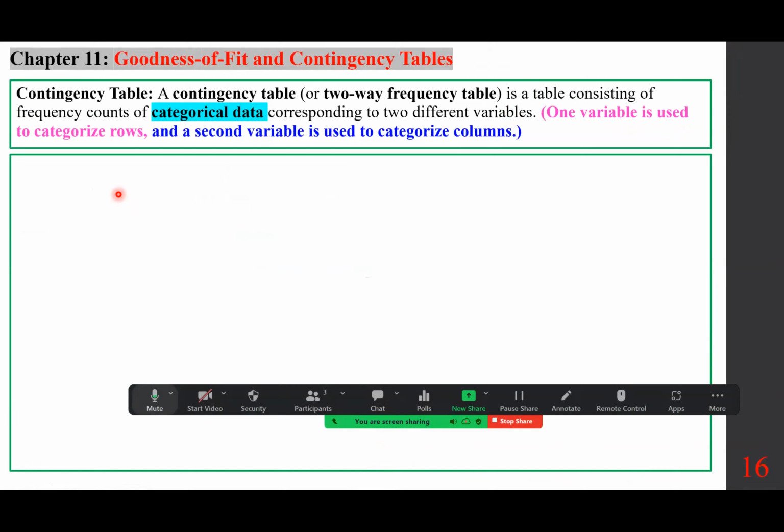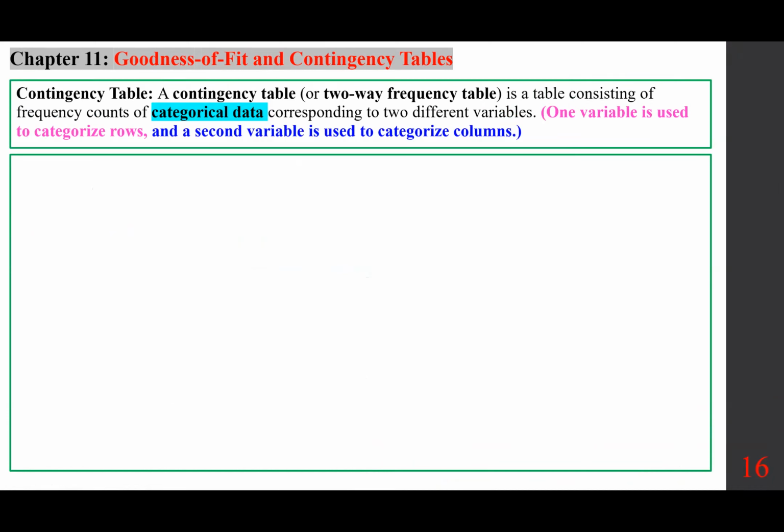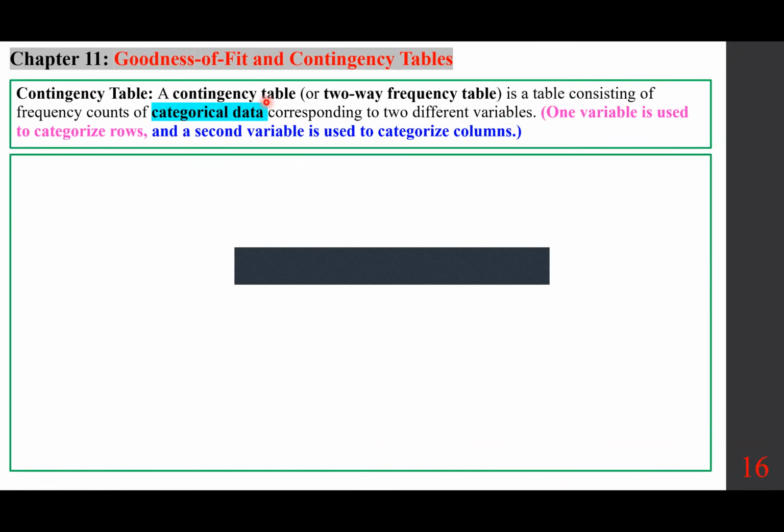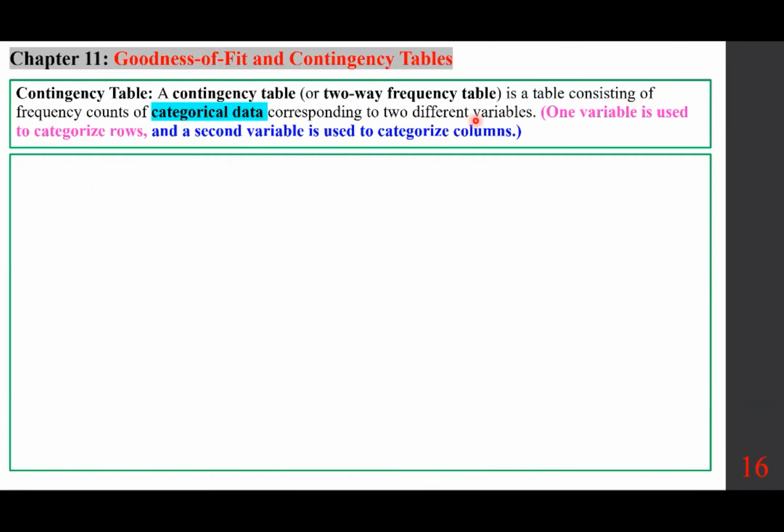So let's look at the definition again and understand what's going on. Contingency table. A contingency table or two-way frequency table is a table consisting of frequency counts of categorical data. That means qualitative data corresponding to two different variables. One variable is used to categorize rows and a second one to categorize the column. So I want to give you the synopsis of the goodness of fit, and we continue finishing the same question we were looking at.